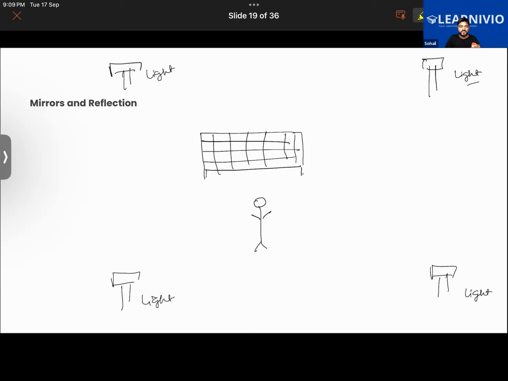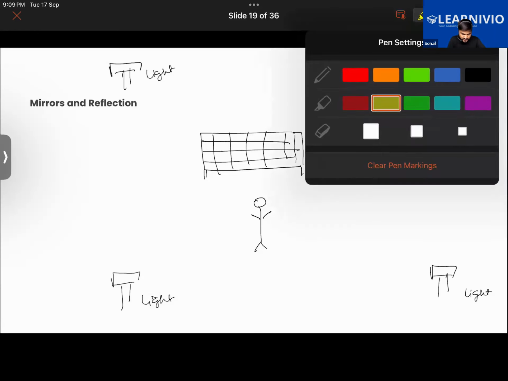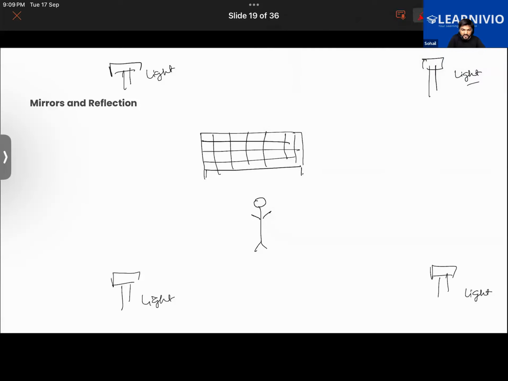Okay, so light is falling on your body from different directions. So thereby the shadows will be formed in this manner. One shadow will be formed in this direction, for example. Another shadow will be formed in this direction, another in this direction, and another will be formed here.